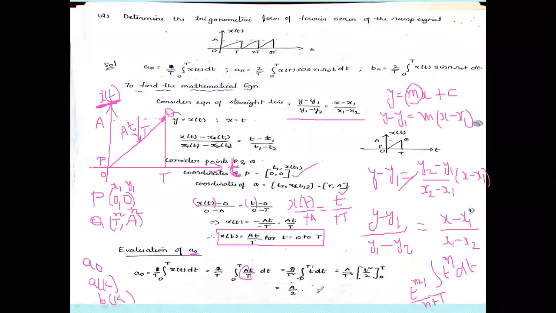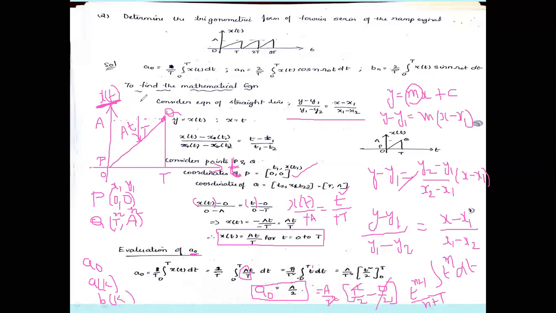After substituting here, a by t square into the t, as t square by 2 minus 0 by 2 for the lower limit. The lower limit is 0 here. t square and t square get cancelled, leaving a by 2. Finally, a0 is equal to a by 2.